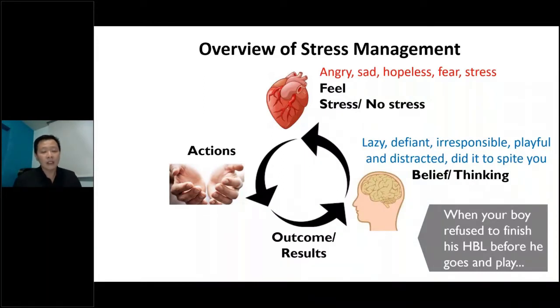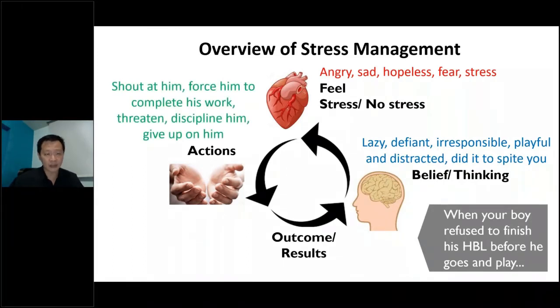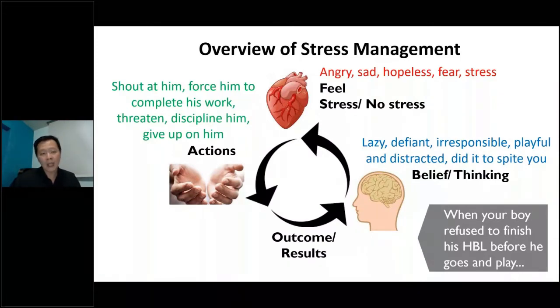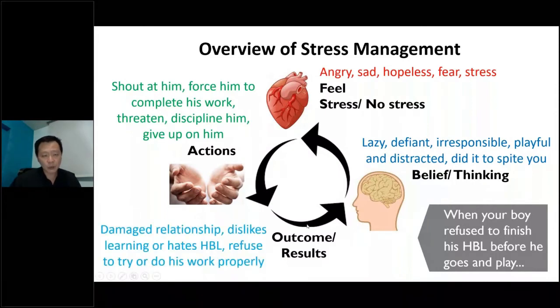When you feel that, the way you relate to your son will be very different. Some of the actions you will end up doing are shouting at him instead of talking to him, or reasoning, or checking in to see how he is feeling or doing. We end up scolding him, threatening, disciplining him, even giving up on him. And of course, if you do that, the results will be damaged relationships. Your son may even dislike learning or hate HBL, and he will refuse to do his work even more, etc. With that kind of outcome, you will end up believing, because it reinforces your belief, that he is terrible.